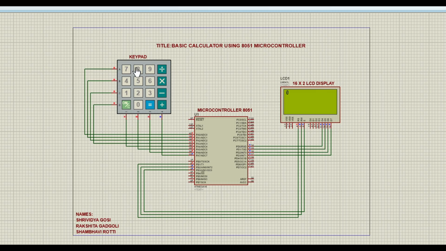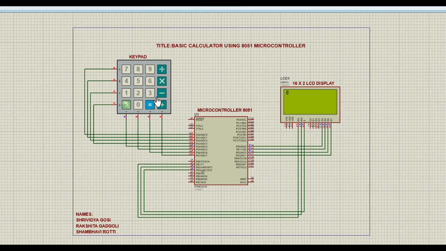For further operations, we need to select the two numbers and the plus button for the addition. And for the result, we need to press the equal to button. And here we got the output as 34. 14 plus 20 is equal to 34. To clear this, we need to press again on or on slash clear.